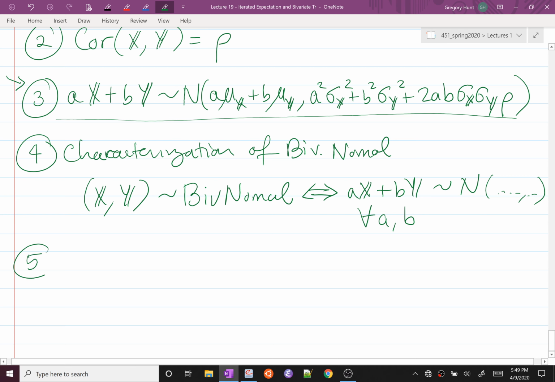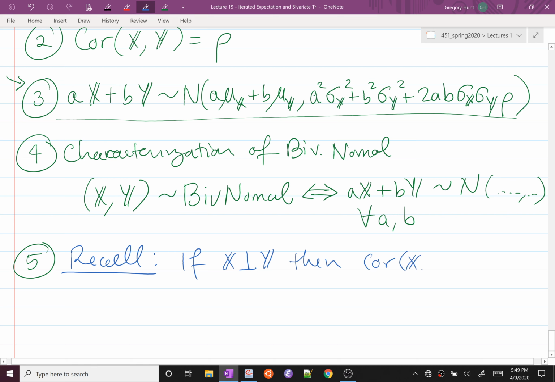Okay. The fifth fact I want to write here is the exception to the rule. So recall when we talked about independence, we had a theorem that said if x is independent of y, then we could show, and we did show, that the correlation between these two things was 0. Independence implies 0 correlation, or equivalently 0 covariance. So this was an implication one way. I said if x is independent of y, then they're uncorrelated. But we said that generally does not go the other way, and we gave a counterexample.